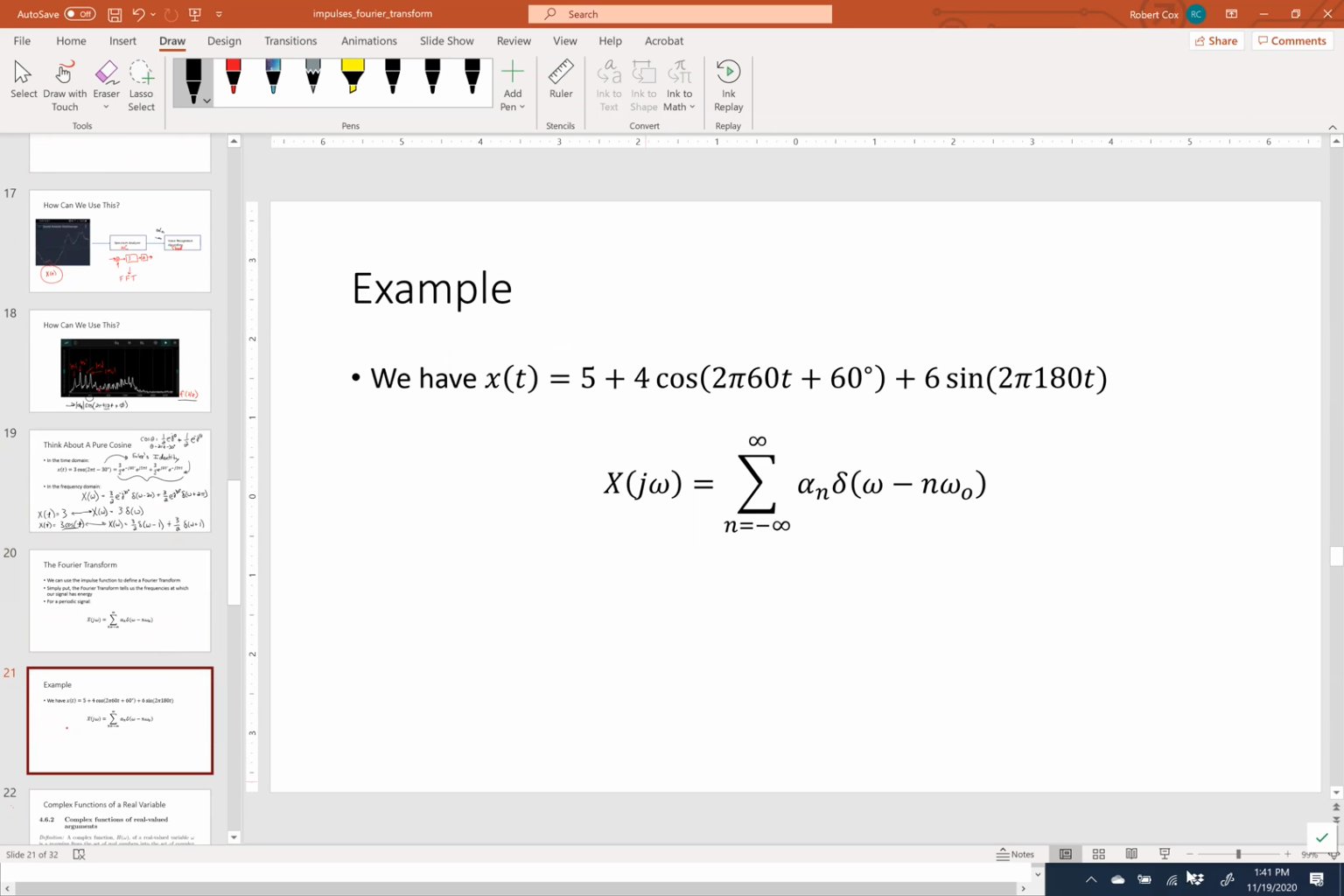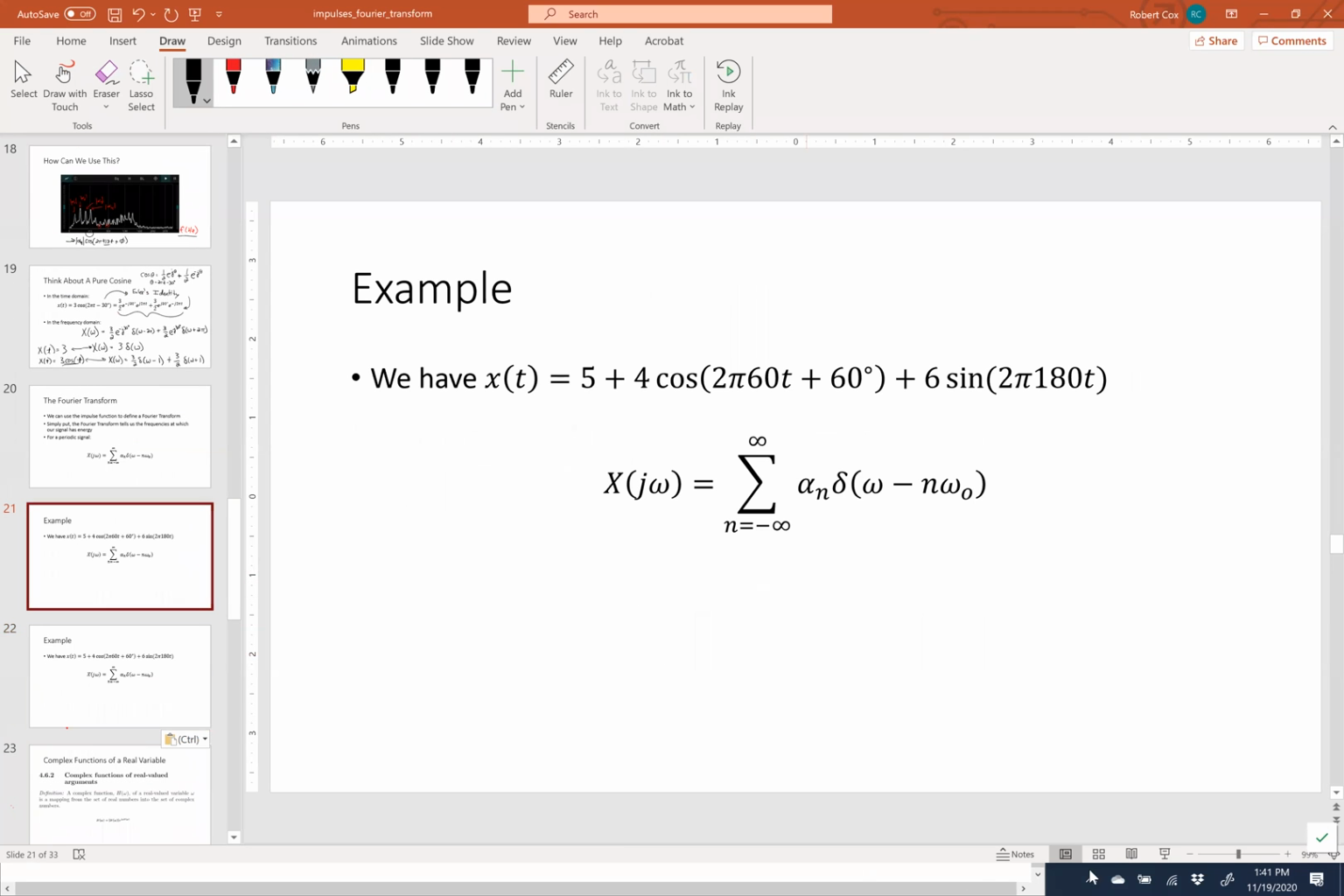So let's take a look at this signal right here. X of t equals 4 cosine 2 pi 60t plus 60 degrees plus 6 sine 2 pi 180t, like that. Before I get too far with this, since there seemed to be some confusion for a second, let's look at X of t. At what frequencies are present in that signal? What omega values do we have in that signal, X of t?